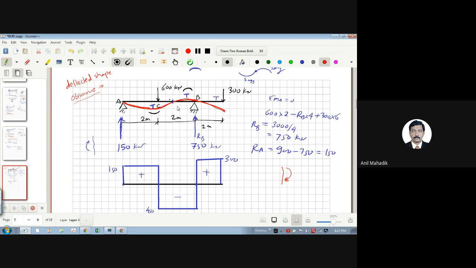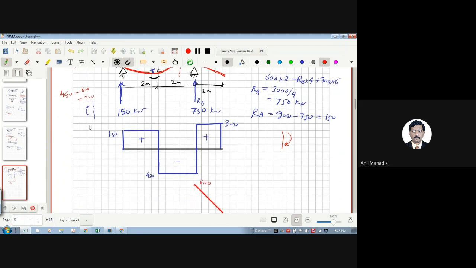If you take the bending moment somewhere here, what will it be? I'm saying anywhere in between. So it will be 150 into, suppose this is 1 meter, so we are taking the moment at 3 meters now. So 150 into 3, how much? 450 minus 600 into 1. Correct? Minus 150. Now it is changing its shape.